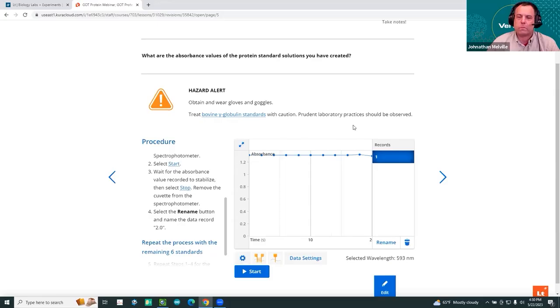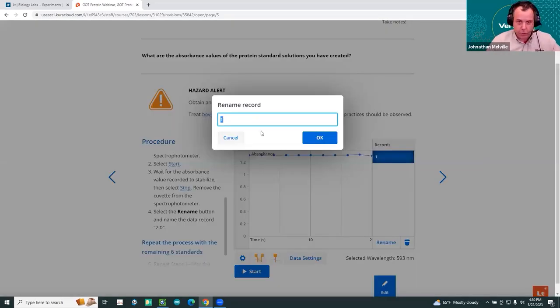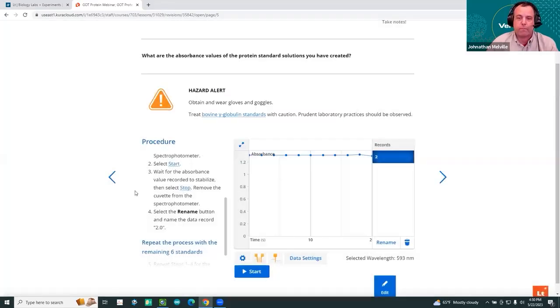All right. And then the next thing that it would tell us to do is rename it. So we would collect a whole series of samples and we would rename them. And we would say, you know, this is 2. The name refers to the concentration, right? So we would do 2, 1, and a series of others.